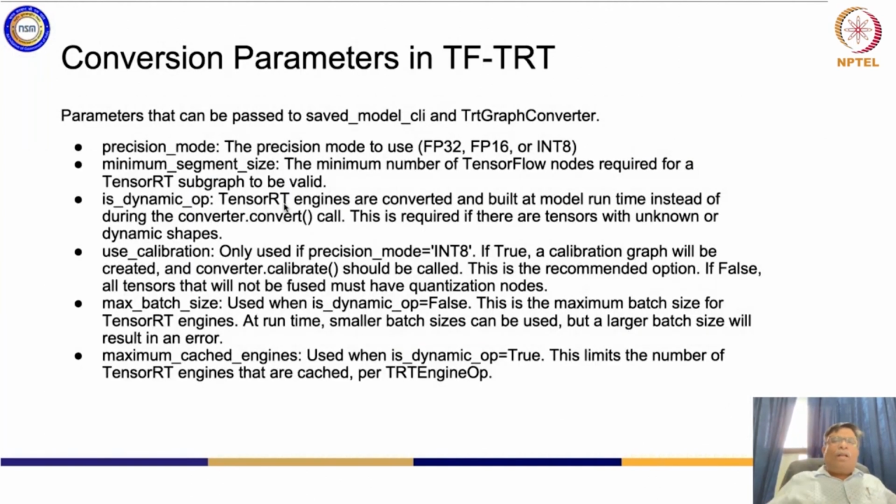Okay, so what are the various parameters when you try to actually use this? The parameters which can be passed, this is a command line interface option. Saved model CLI to TRT graph converter, you can work with any precision mode. The precision mode which you can use is FP32, FP16 or FP8. What is the minimum segment size? That basically means the minimum number of TensorFlow nodes required for a TensorRT subgraph to be valid.